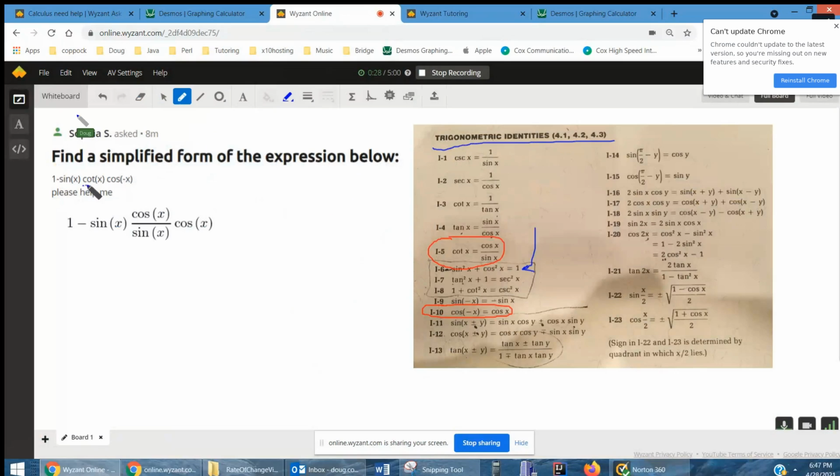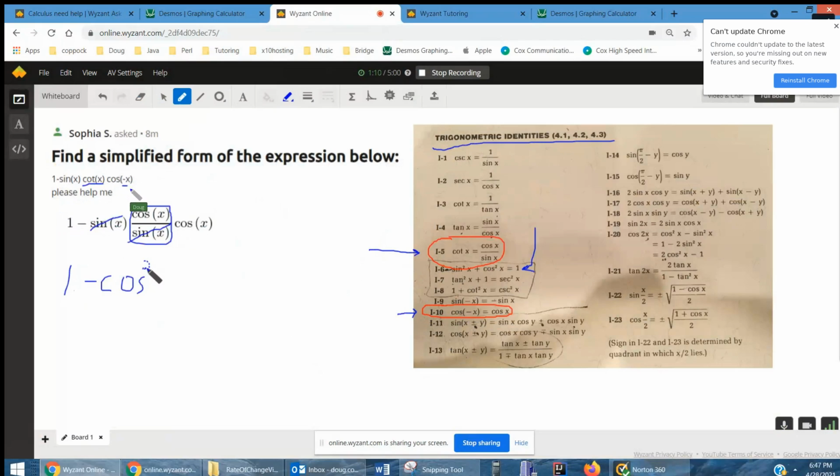So this cotangent of x, if I want to write it in terms of cosine and sine, I use identity 5 right here. That's one of the quotient identities. So I can replace cotangent with cosine over sine. And this cosine of the opposite of x, right here, identity 10, tells you that you can replace that with the cosine of x. And so now if we use some algebraic simplification, these sines cancel out, and cosine times cosine is 1 minus cosine squared.